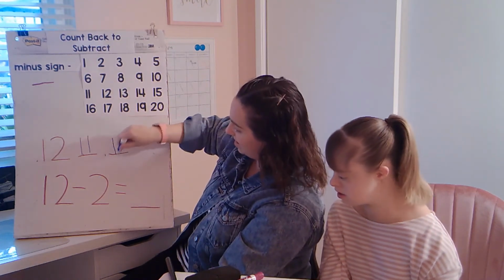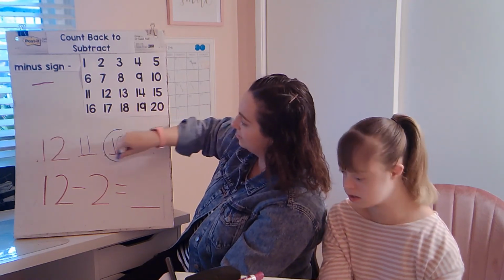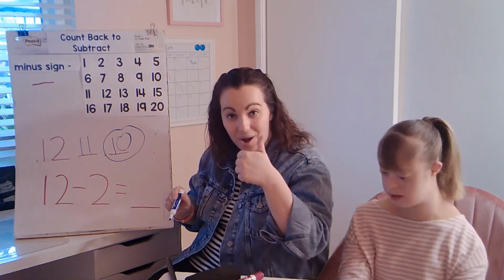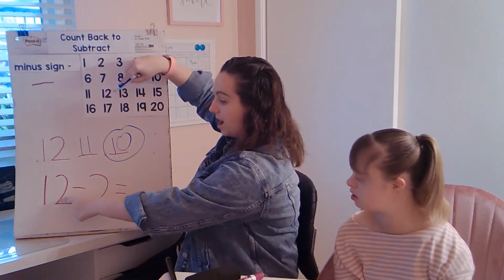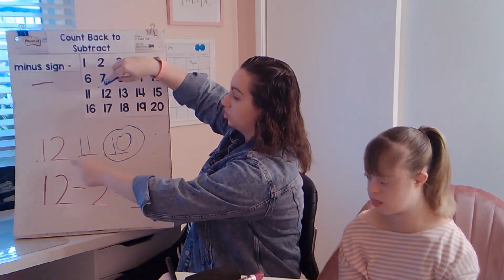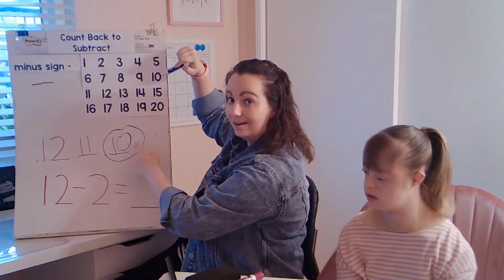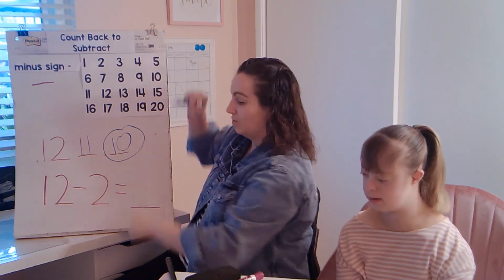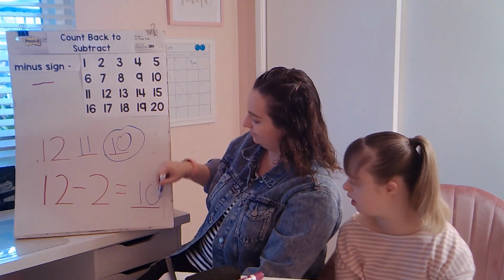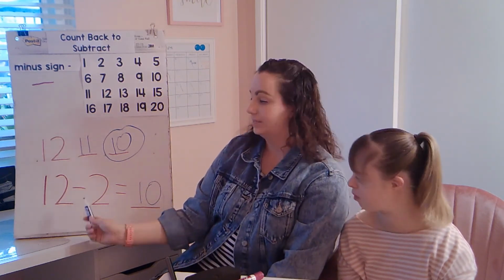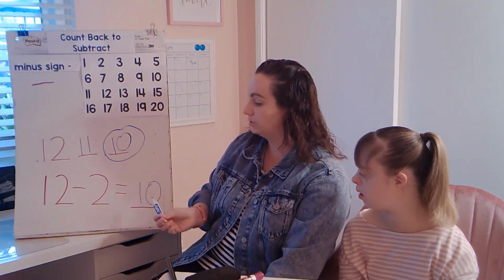Yes. If that was the final answer you got, great job. You started at 12 and you counted back two numbers. You went 12, 11, 10, and found that 10 was your answer. So 12 take away 2 equals 10.